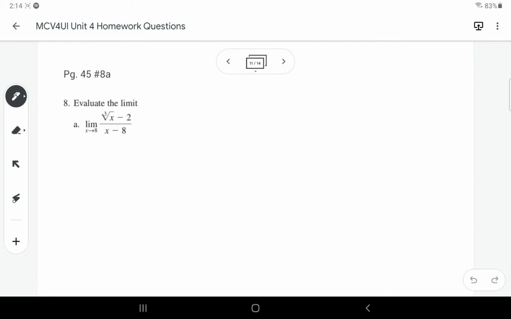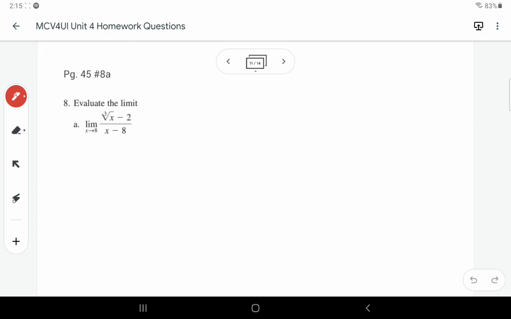I have a few more questions on the Jamboard, so I'll just do a video of working through those solutions. This first one is 8a on page 45. We've got a cubed root in there, and remember that cubed root doesn't work with that multiplying by the conjugate. That's not something that works for cubed roots.